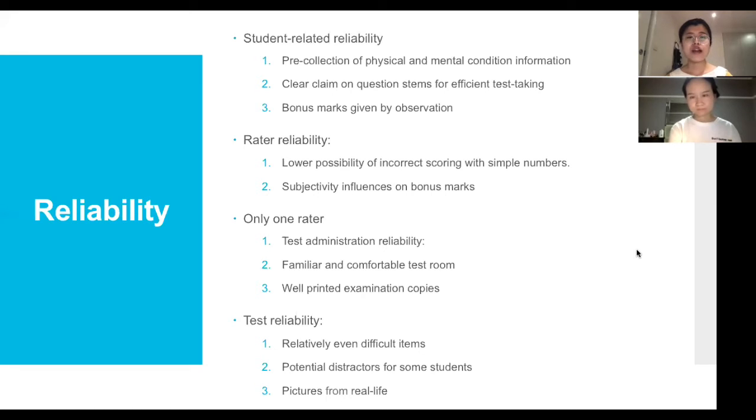Potential distractors for some students. For some students, differences among pictures are difficult to distinguish, especially the images of car and taxi. Today, there are many Uber cars in the street, which might be mistaken as taxis by children. Finally, pictures from real life. We stick the reliable pictures from real life on the paper.